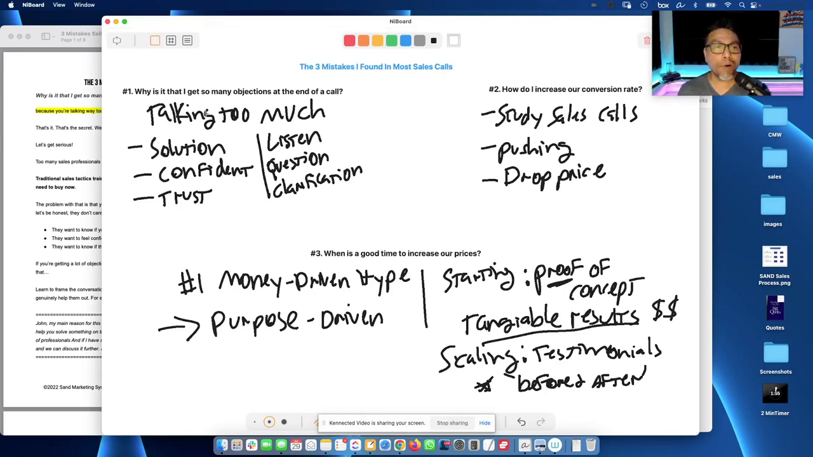So number one, why is it that I get so many objections at the end of the call? Well, here it is. You're talking too much. So you need to have a mindset shift and understand that people are there to actually see if you're the right solution. The second thing is that they want to feel confident that you're the right person that they need for their problem to be solved. And they need to learn to trust you.